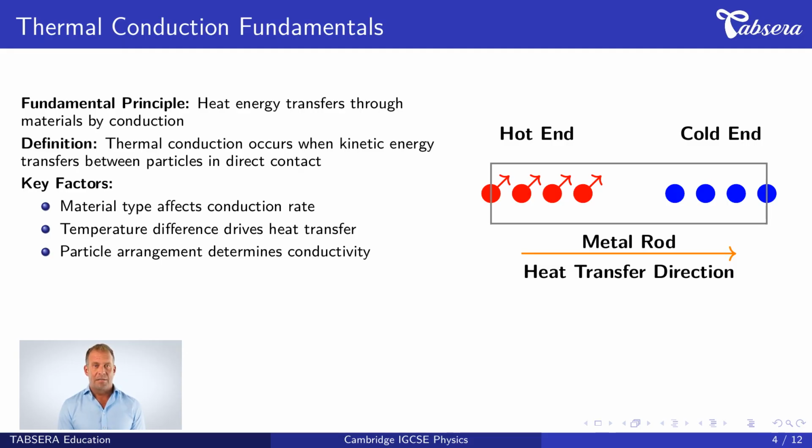Key factors affecting conduction include: material type affects conduction rate, with metals conducting better than non-metals. Temperature difference drives heat transfer, with larger differences causing faster transfer. And particle arrangement determines conductivity, with closely packed particles enabling better energy transfer. The diagram illustrates heat transfer through a metal rod, showing energetic red particles at the hot end transferring energy to less energetic blue particles at the cold end.